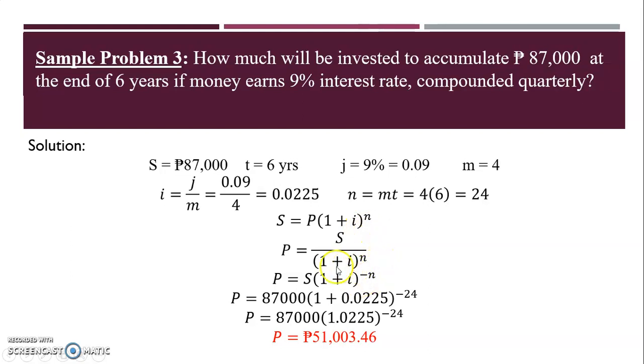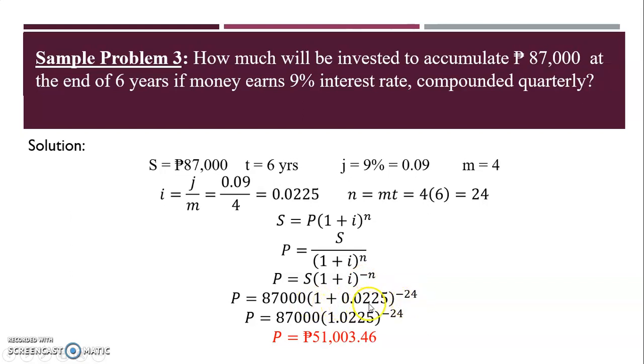And then, itataas natin yung denominator na 1 plus I raised to N. Since N, positive exponent, pag dinala sa numerator, will become negative. So, kaya ang formula natin is P equals S times 1 plus I raised to negative N. And by substitution, P equals 87,000 yung S times 1 plus your I, which is 0.0225 raised to N, 24, but it is negative, so negative 24.